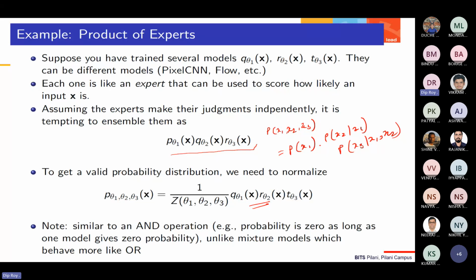But in the product of experts, each expert, that is q theta, r theta, t theta, is modeling the same thing. They are trying to estimate P of X. They are actually not conditional probabilities that naturally multiply together. So if, let's say, Q of X and R of X are both normalized probability distributions, their product does not have to be normalized.